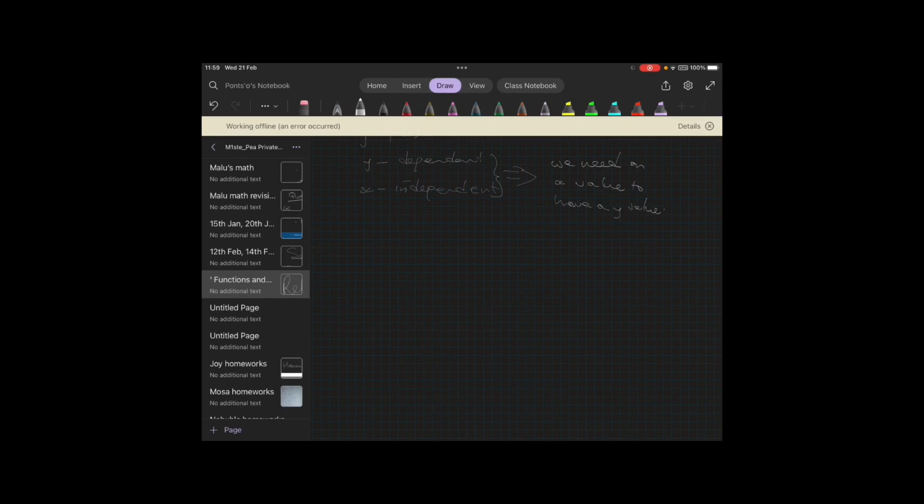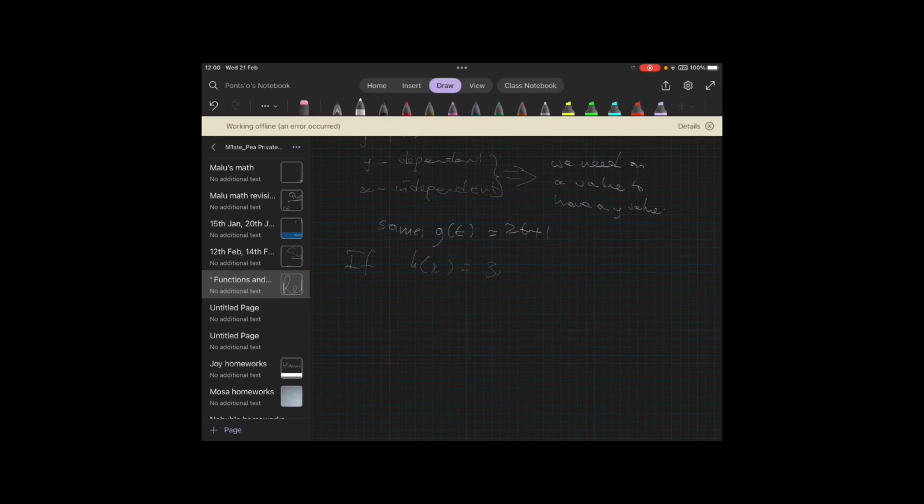Similarly, if g of t is 2t plus 1, then t is the independent variable and g is the function name. So whatever, if it's y or if it's s, doesn't matter. That would be the dependent variable.